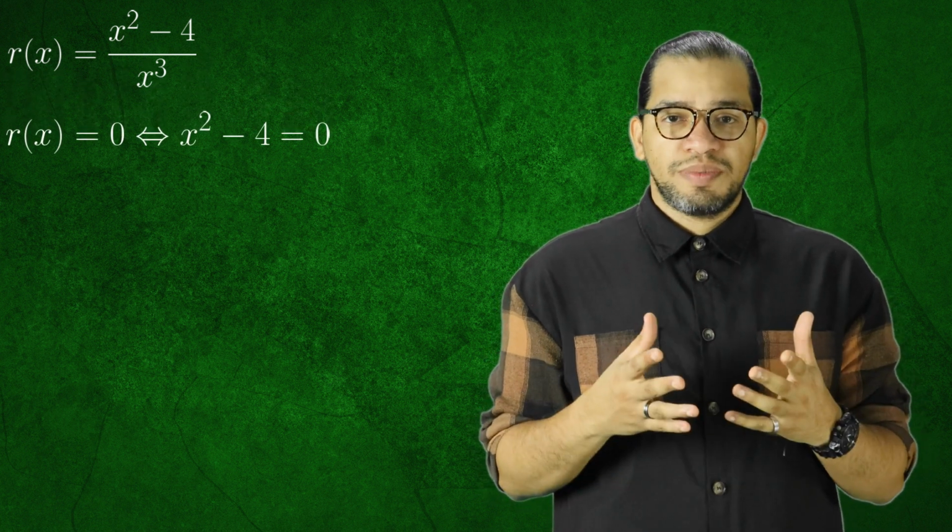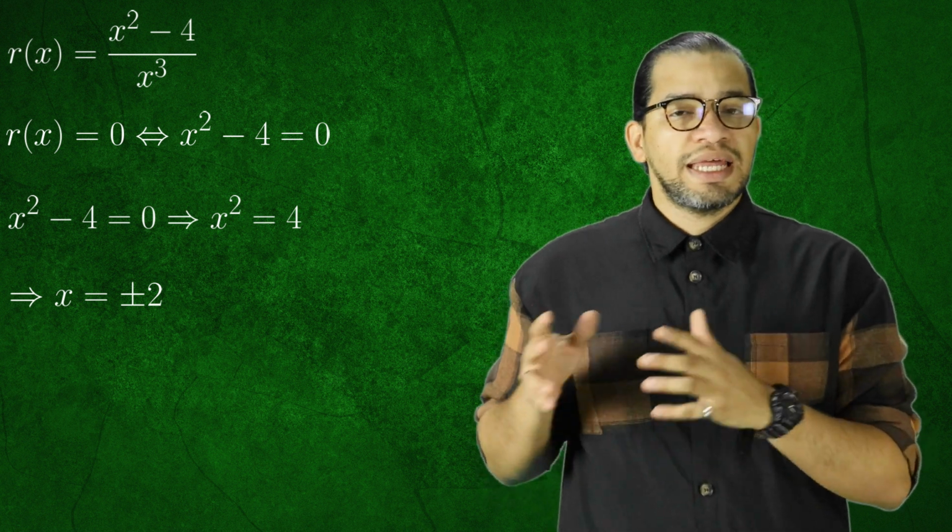For instance, if our rational function is r of x equal x squared minus 4 divided by x cubed, then the zeros of this rational function will be the zeros of the numerator of that expression, meaning the zeros of the expression given by the polynomial x squared minus 4. And the zeros of this polynomial are x equal 2 and x equal negative 2.